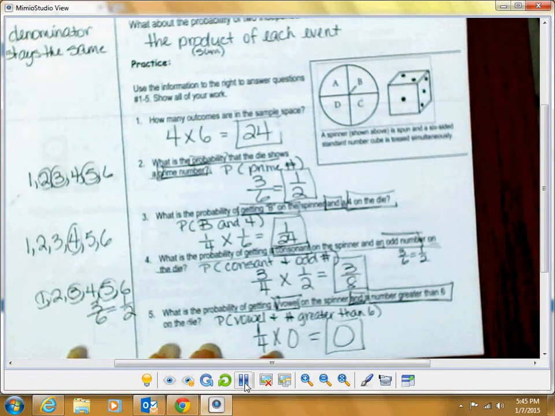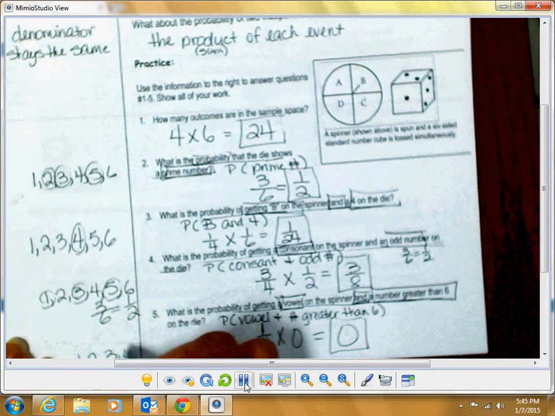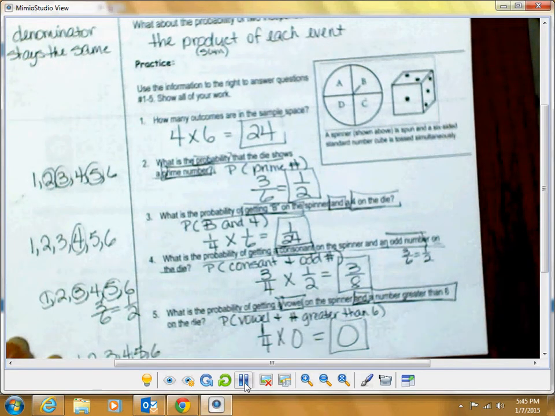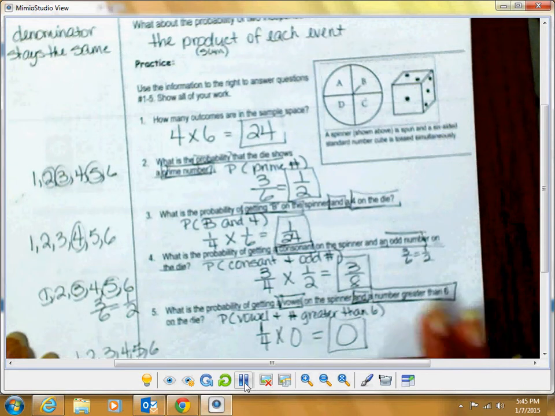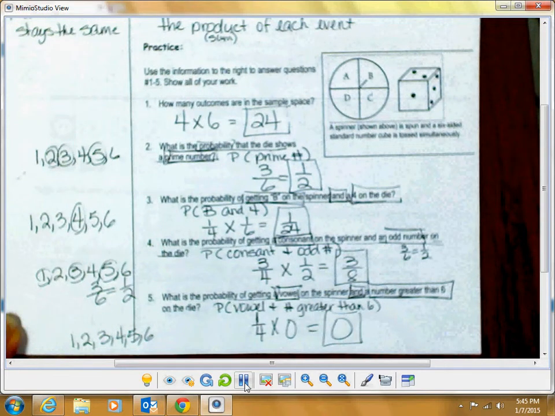And when I look at my sample space of 1, 2, 3, 4, 5, 6, nothing there is greater than 6. So therefore, there is no way. We have a 0 out of 6 chance, which is just 0. And anything times 0 is 0. And the reason why the whole thing is 0 is because it says vowel and number greater than 6. We can't get them both together at the same time. So that means we have no chance of getting this whole probability.